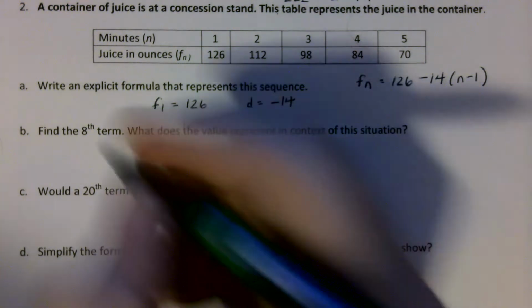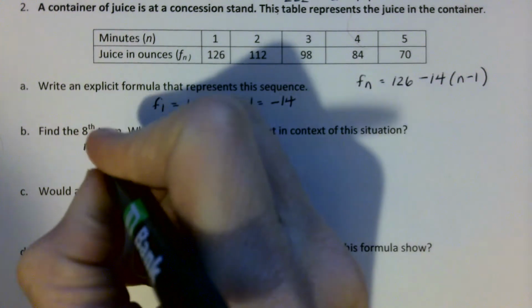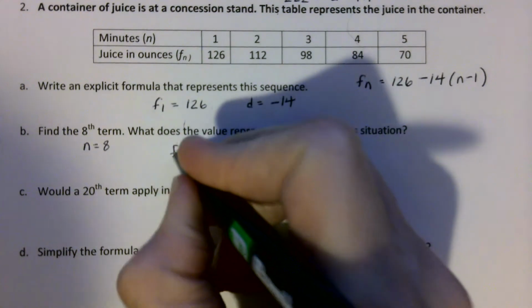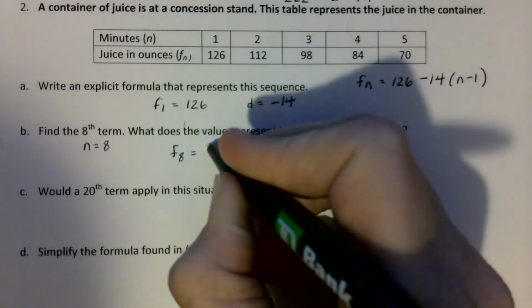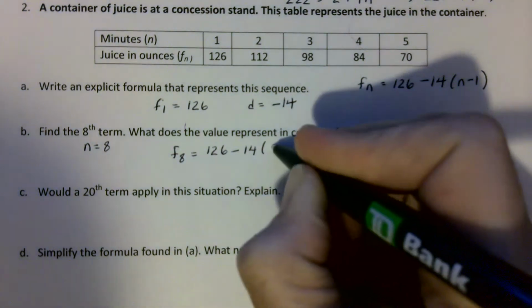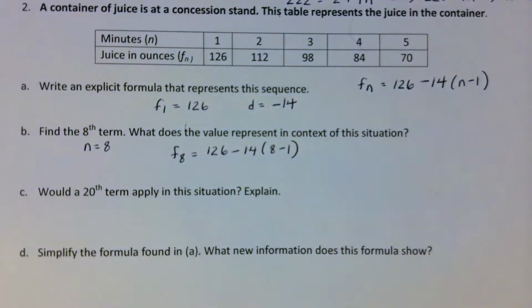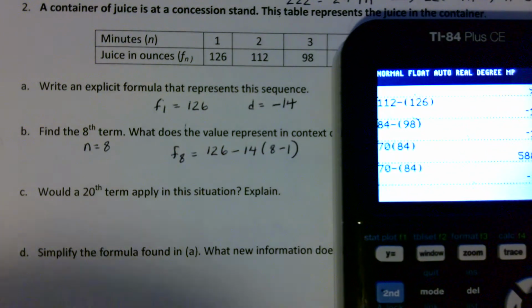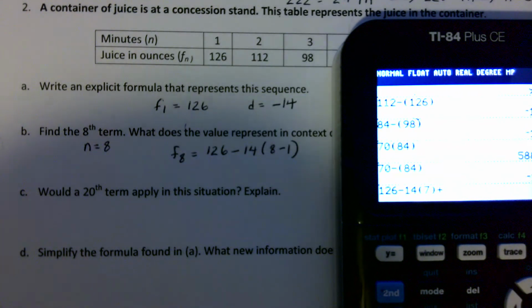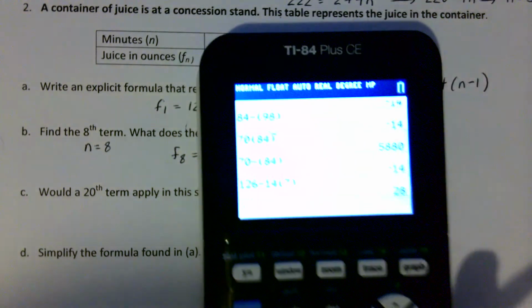Okay, find the eighth term. So I'm telling you that n equals 8. I'm going to use my formula here. I'm finding my eighth term, which is 126 minus 14 times 8 minus 1. You can put that right into your calculator. 126 minus 14, and 8 minus 1 is 7. And that gives us 28.